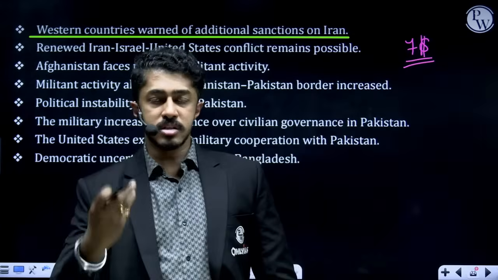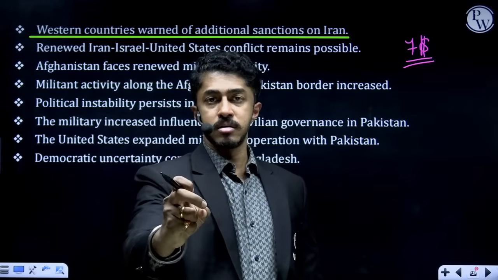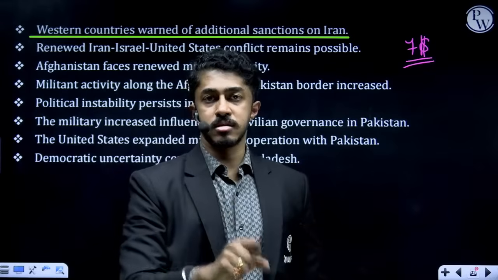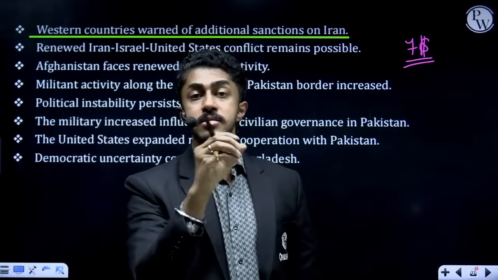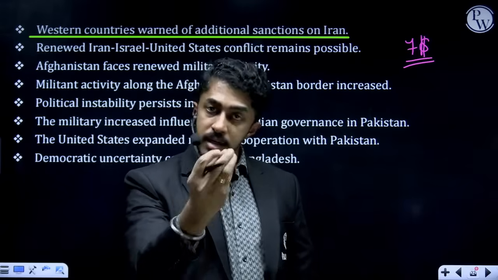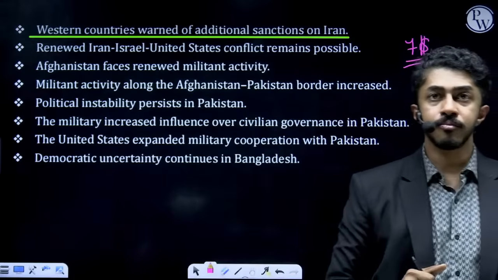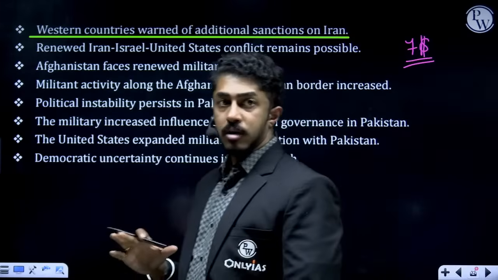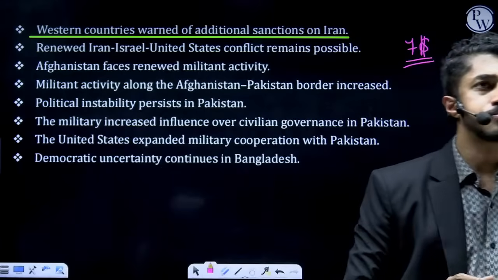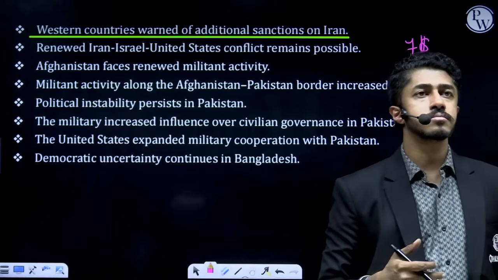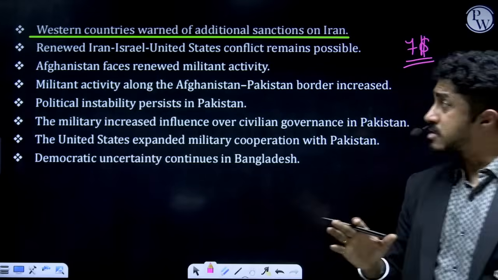$7 is the monthly amount that Iran is giving to each Iranian citizen to buy essentials. What essentials? Little rice, some dal. That's it. Other than that, they cannot buy anything. Got the point here? So that is the point.